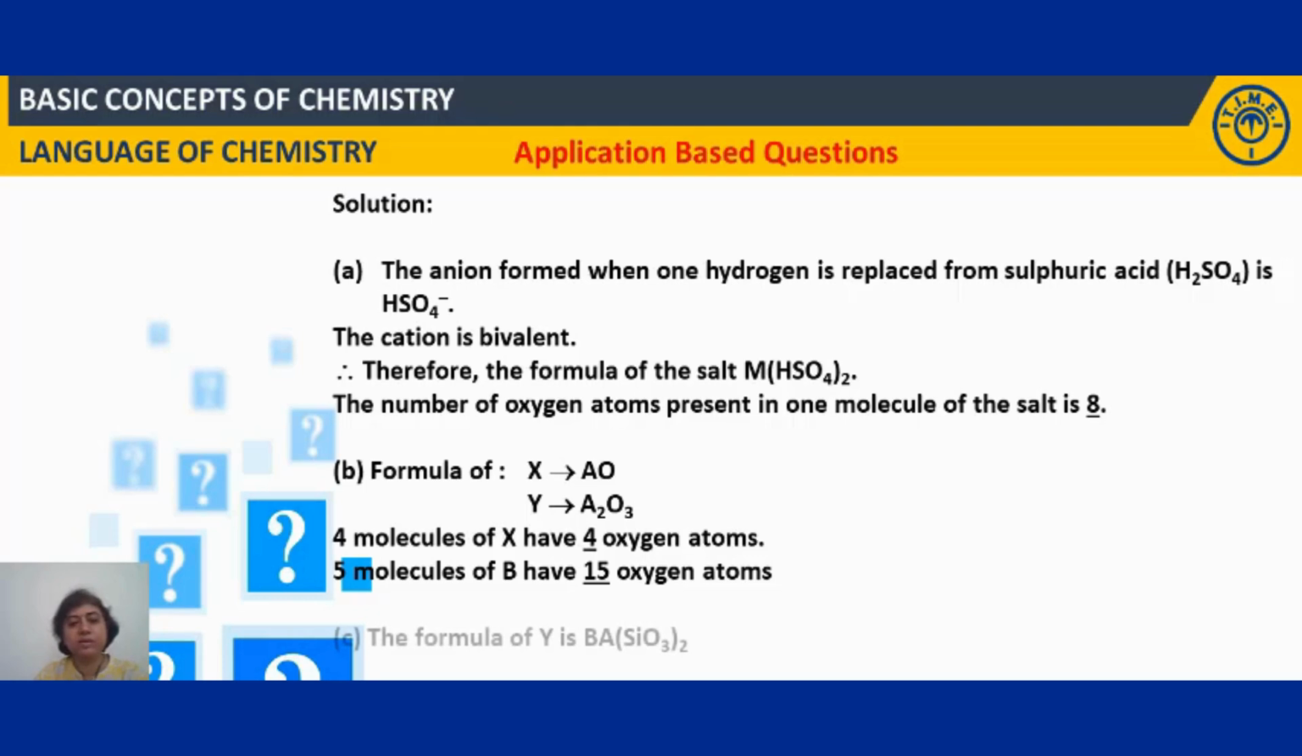Next question. The formula of Y, that means the compound, is AB(SiO3) taken twice. One molecule of Y contains 6 oxygen atoms. That you could understand, I think. See, in one molecule, one SiO3 radical contains 3 oxygen atoms. 2 radicals will obviously contain 3 into 2 is equal to 6 oxygen atoms. Done? Okay, very good. Clear? Note it down. Okay, let's move on to the next question.